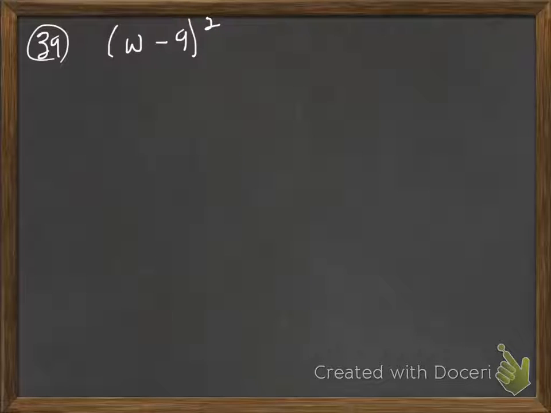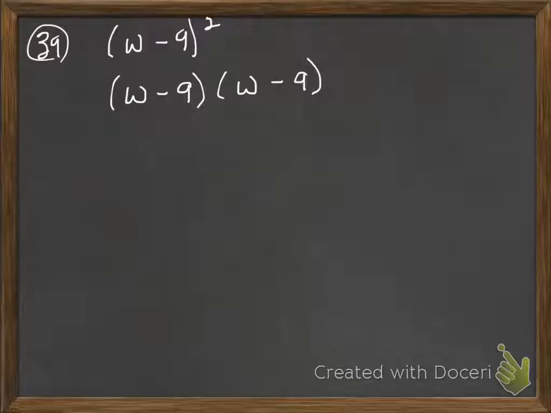W minus 9 squared. This is considered a binomial squared. Doesn't matter what level of math students I have, a lot of people miss 39. What I would like for you to do is to always write it down twice. This helps you not make a careless mistake. W minus 9 squared is actually W minus 9 times itself 2 times.